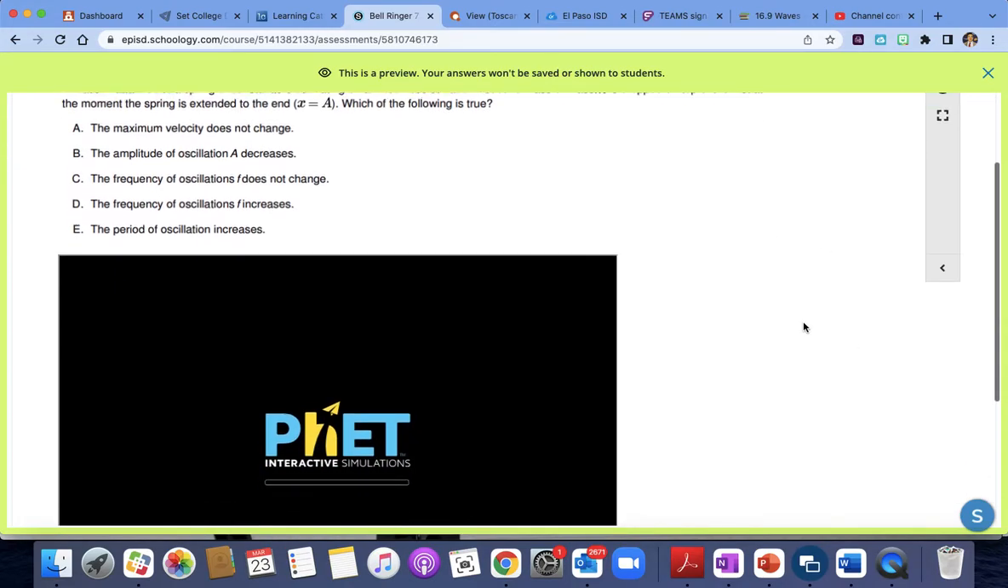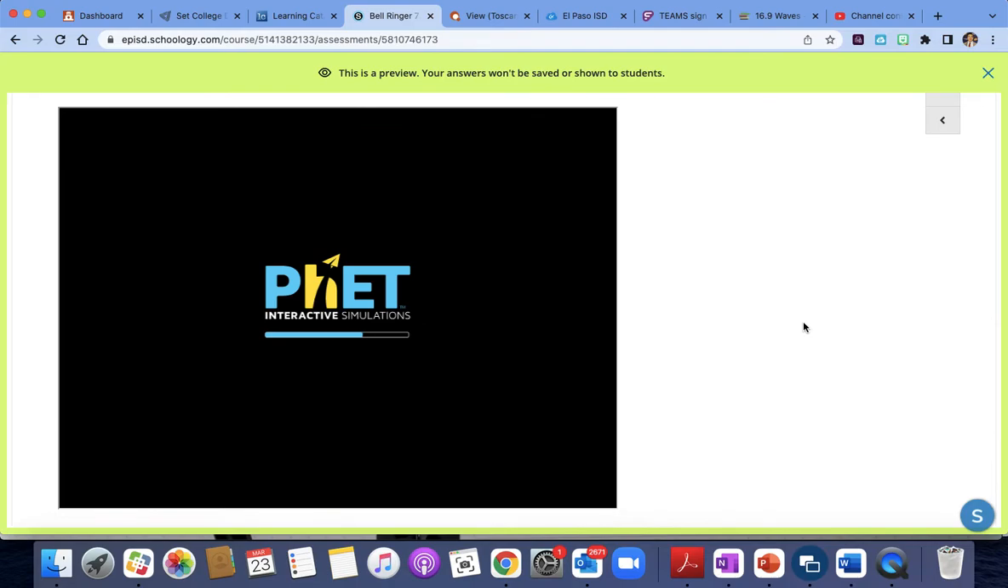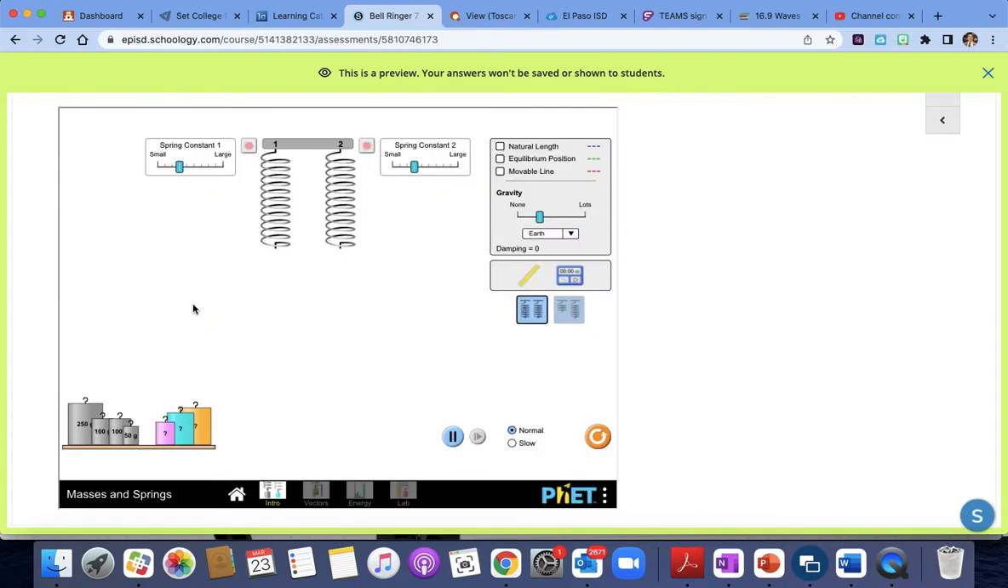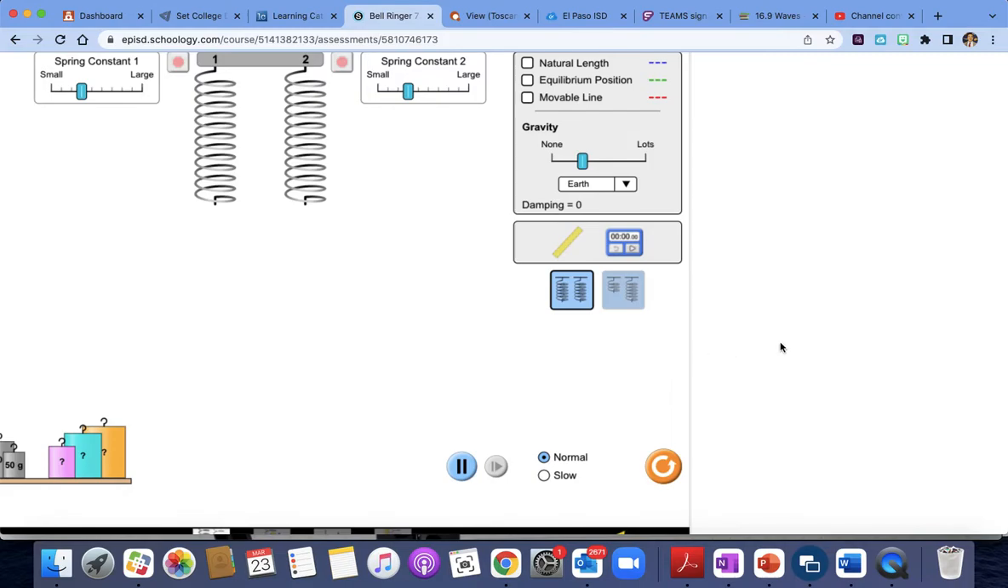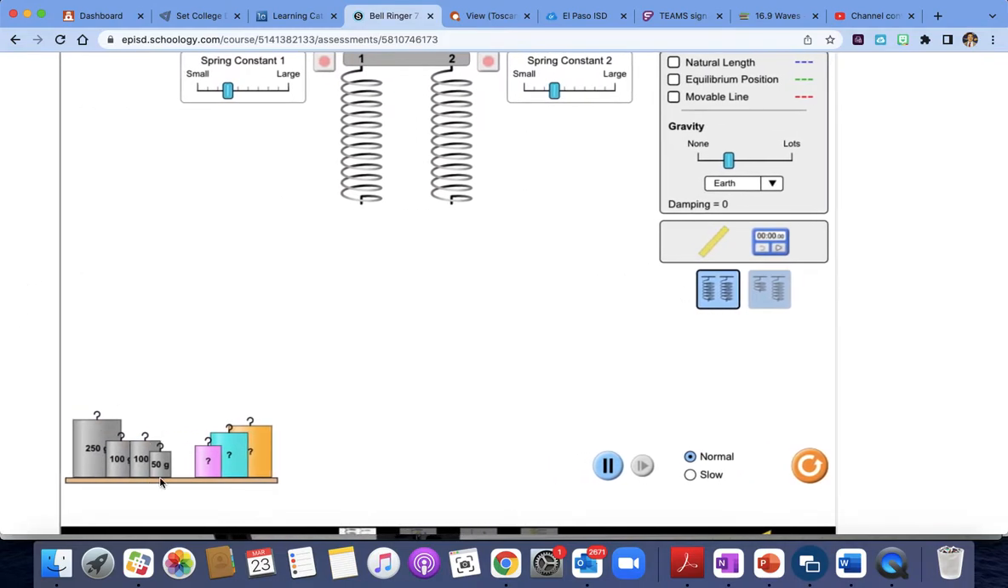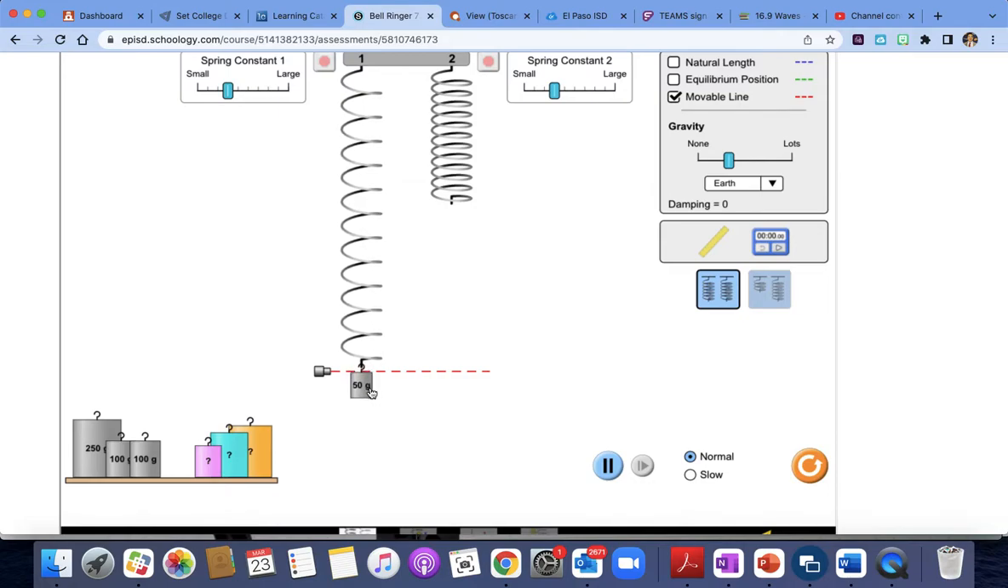Alright, and I'm just going to go straight for the simulation. Here it is. The reason why I gave you this one is so we can have two springs, right? We'll pick 50 grams, we'll stop it, and I'm going to assume, just for the sake of this example, that this is the maximum displacement. So I will get the mass right to the line, and then we'll let it oscillate.